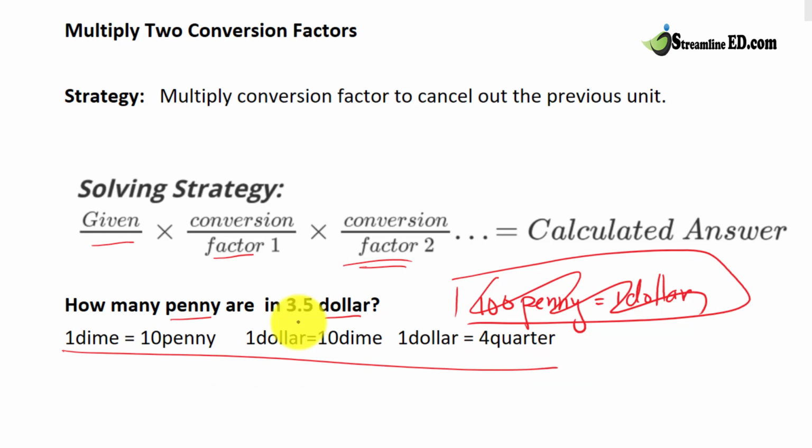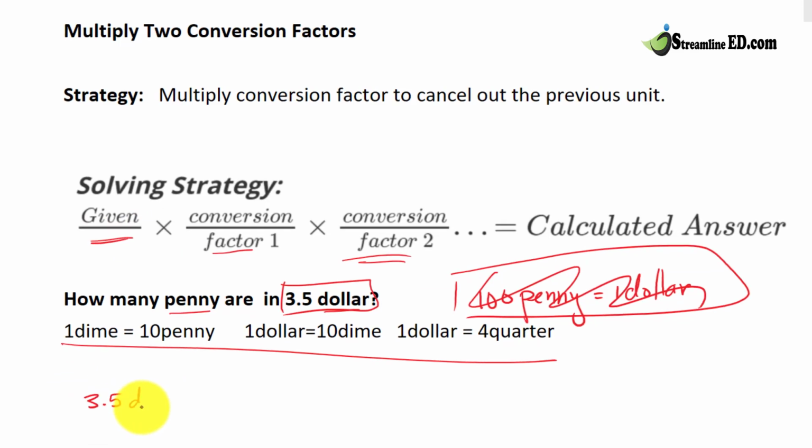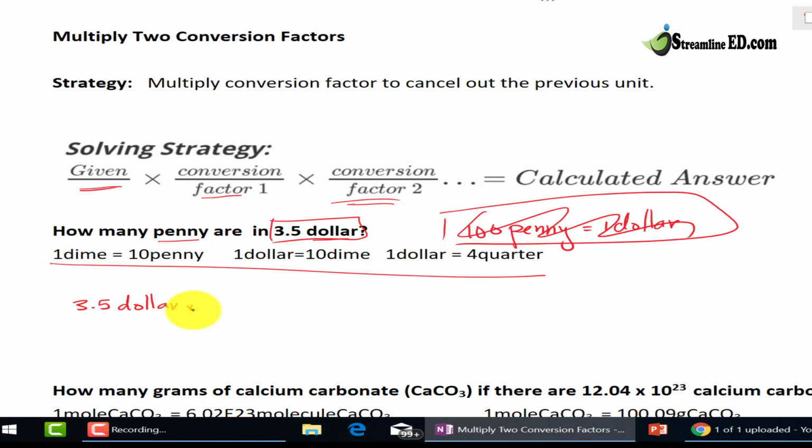Well, our given value is $3.5. So we have our given, $3.5, and times our conversion factor. Which one do we use? We have three of them to choose from. Are we going to choose the one with dollar and quarter? We could, but let's look at this. We also have dollar and dimes. We also have 1 dime and penny. Look at our desired unit. This is penny, so we have to do something with penny.